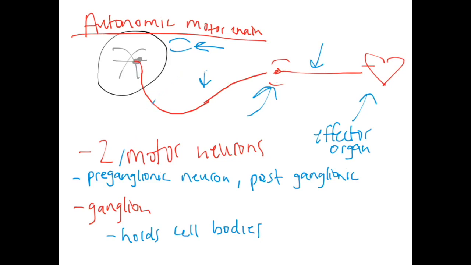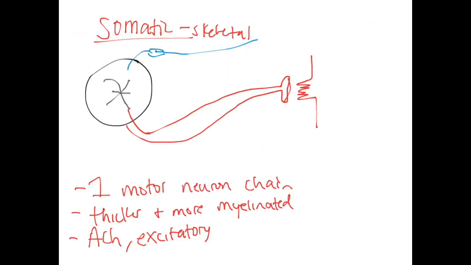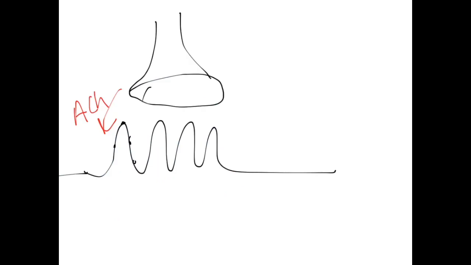Let me clean this up for y'all. All right, so we have the thing we've seen before, this dorsal root ganglion. And now we've added our preganglionic neuron coming out of the central nervous system, synapsing away from the central nervous system at this thing called a ganglion. And then we have a postganglionic neuron that's going to go to an effector organ. That effector organ can be cardiac muscle, smooth muscle, or glands.